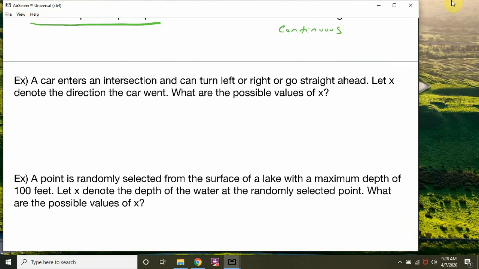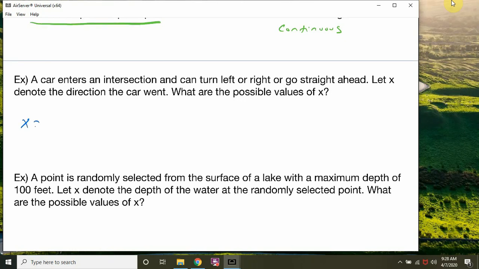A couple more examples. A car enters an intersection and the car can turn left, right, or go straight. Let X denote the direction the car went. What are the possible values of X? Well, there are only 3 things X could be. X could be the car took a left, the car took a right, or the car went straight. While not necessarily numeric in nature, this is a set of discrete data. There are only 3 possible values X could take on.